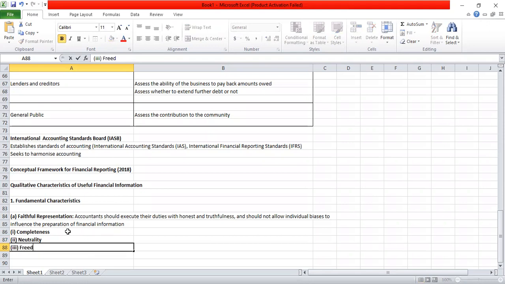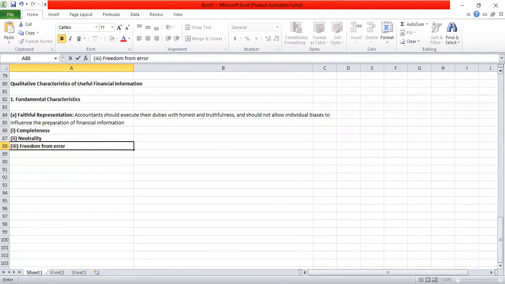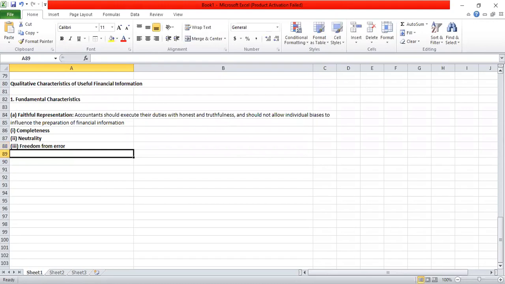All right. Then freedom from error. By all means necessary, you should try to make sure that there are no errors. Of course, we know that as humans, sometimes it's impossible to entirely avoid errors. But by all means possible, make sure that any errors that can be there will not be too big to influence the user's decision. So these are the three that are required so that we can say information is faithfully represented. So as an accountant, you've got a duty to make sure that everything is properly represented.